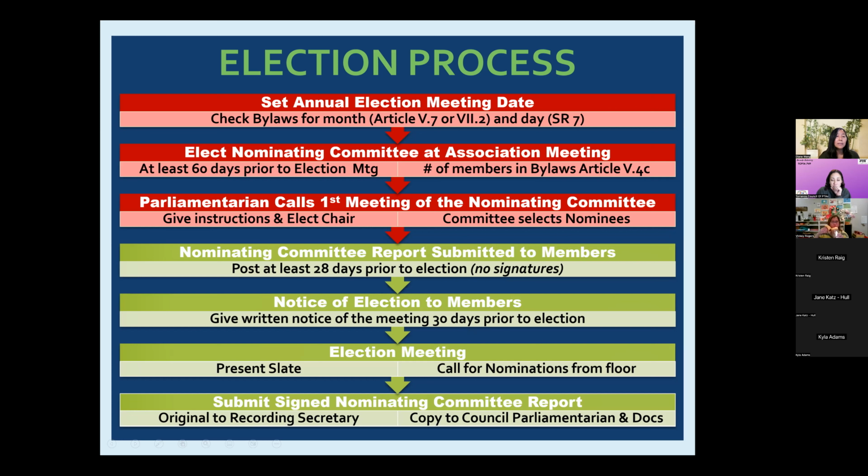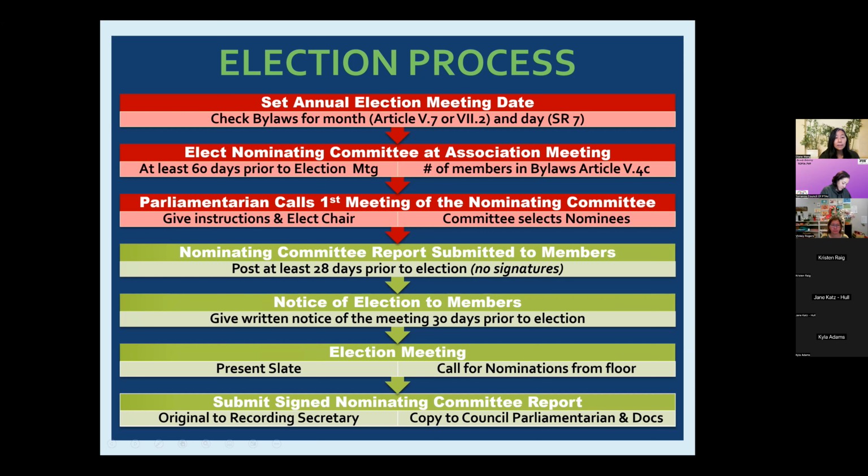Your election meeting date is in your bylaws, Article 5, Section 7 or Article 7, Section 2, and you can find the date understanding Rule 7. I know it's in two places, it's kind of weird, but you'll find that there. Section 5 is all about the election, so if you're interested in reading more, those are the parts that you guys are going to be reading at your meeting as well.